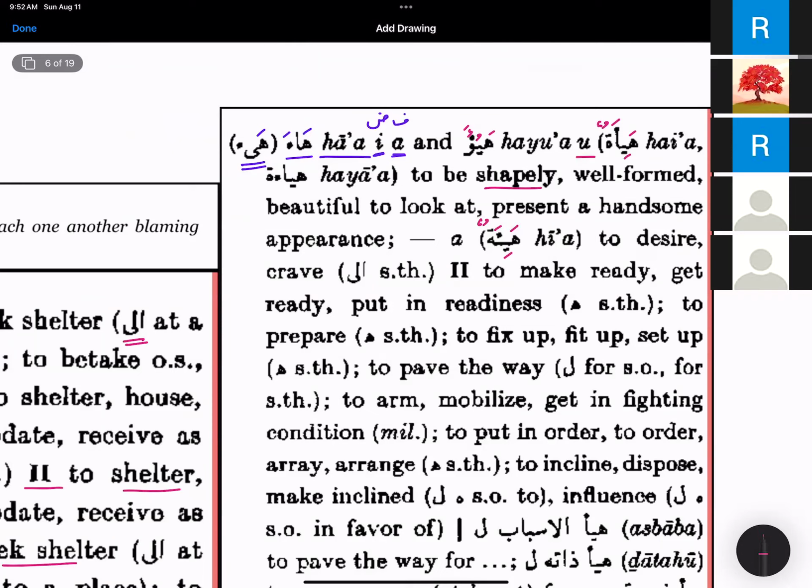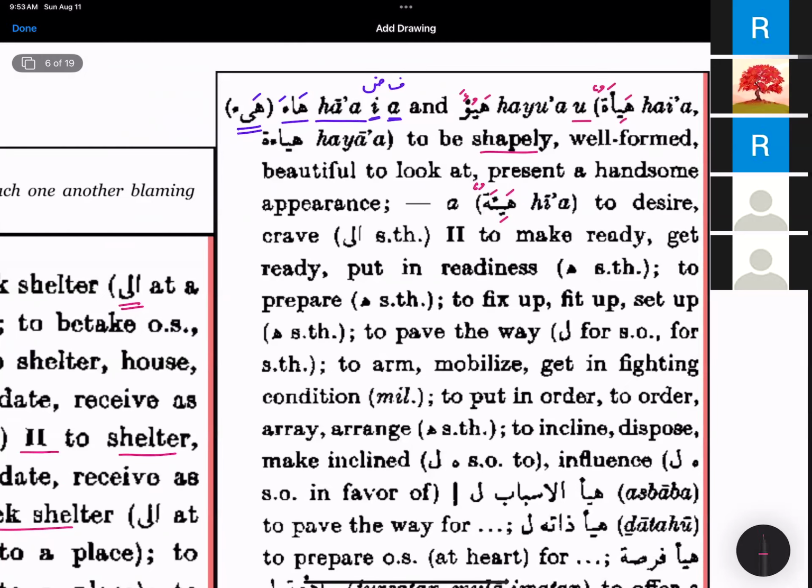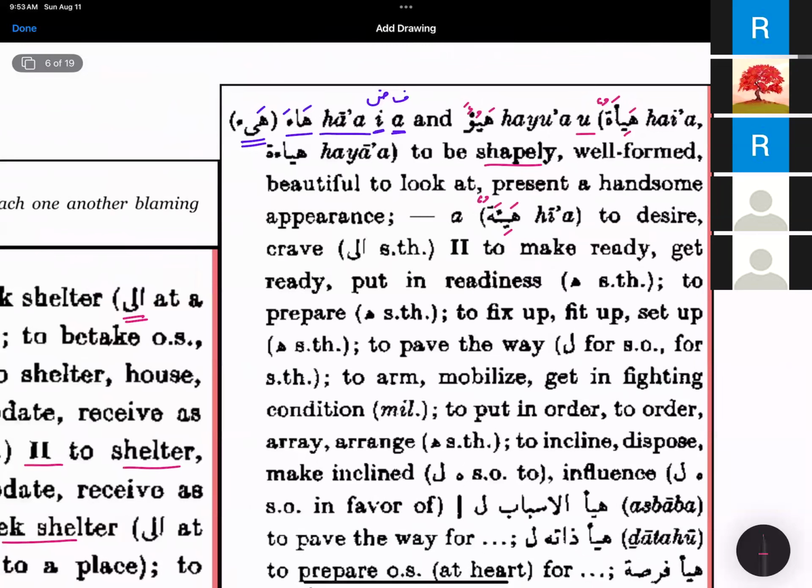Meaning to shape. We say Hayat in Urdu, right? So Hayat, its shape has changed. So this is the word Hayya. To desire, crave. It also takes the meaning of desire. We say Hawa, right? Hawa means desire. So it is taking the meaning of Hawa as well. I don't know. Hawa looks like a different verb to me, but it is taking the meaning of desire here.